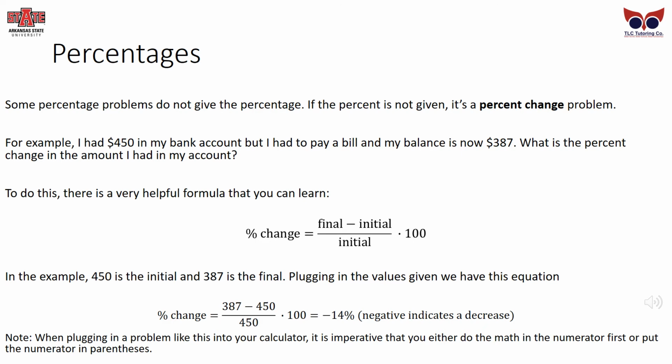In the example, 450 is the initial and 387 is the final. Plugging in the values given, we have this equation. Note, when plugging a problem like this into your calculator, it is imperative that you either do the math in the numerator first or put the numerator in parentheses. So we see that 387 minus 450 divided by 450 and multiplied by 100 equals negative 14%.